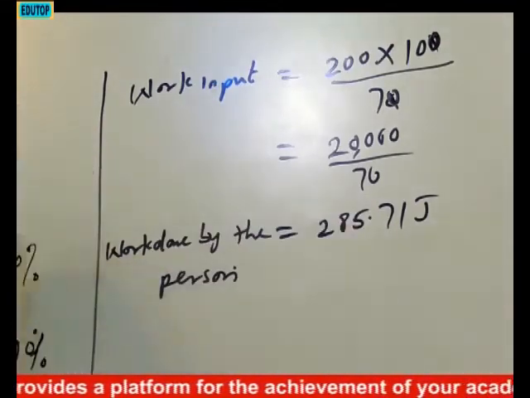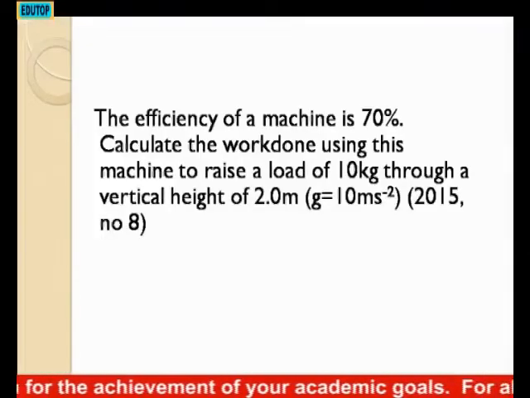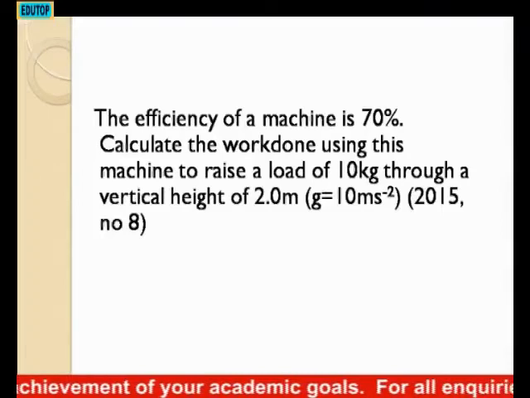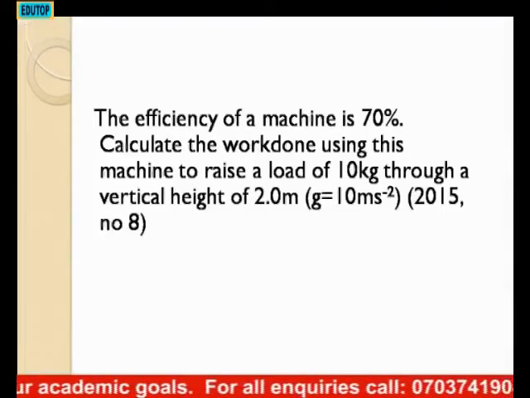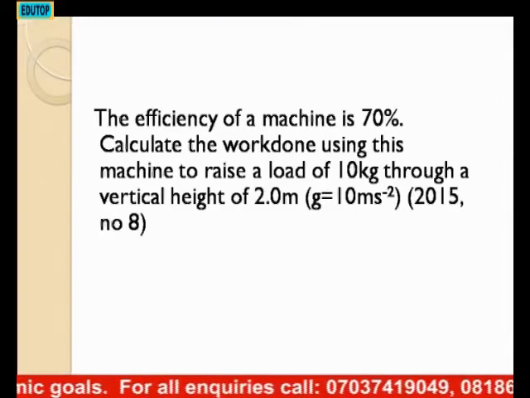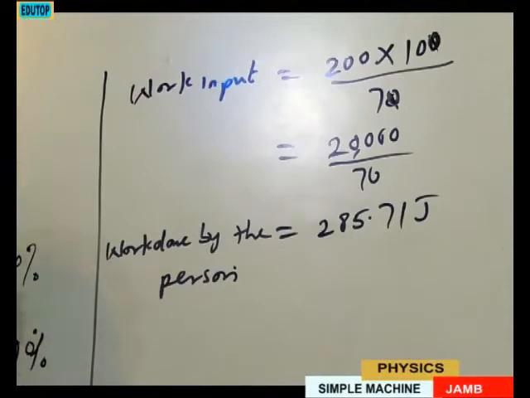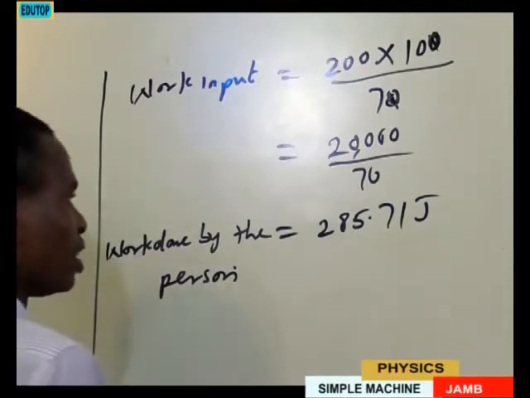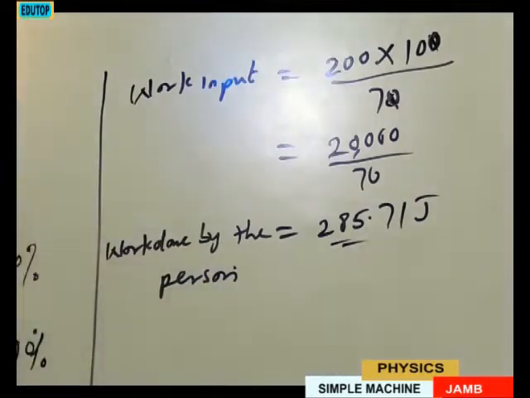work inputs. And if you look at the question, it says we should try and calculate the work done using this machine. That is, the work done by the person that used this machine is this 285.71 joule. And that's the simple solution to question number 2.